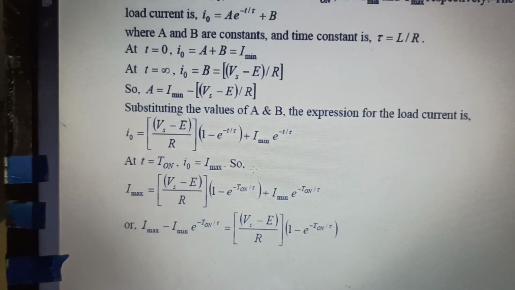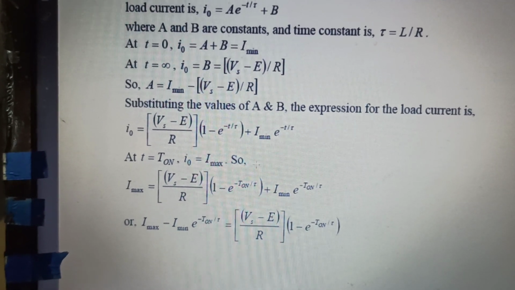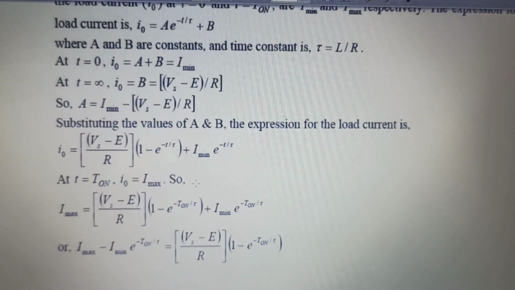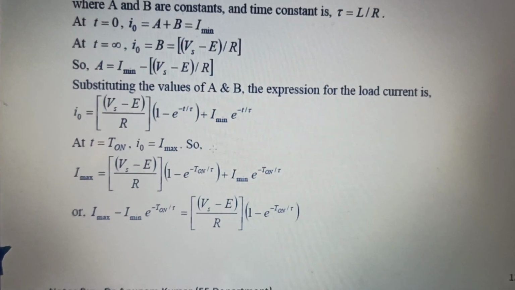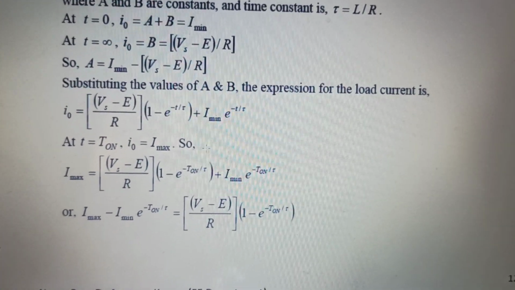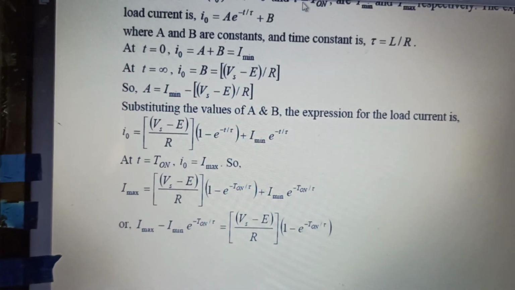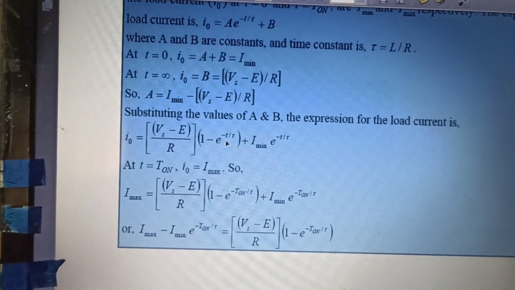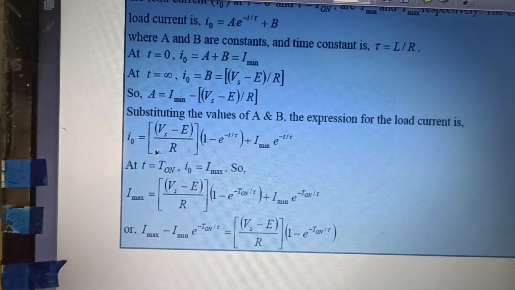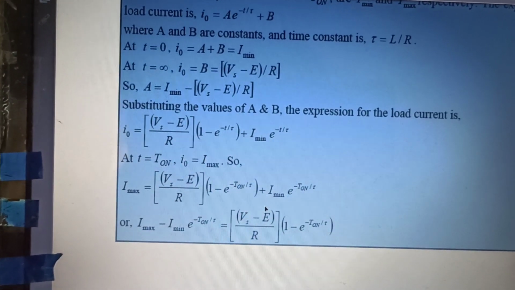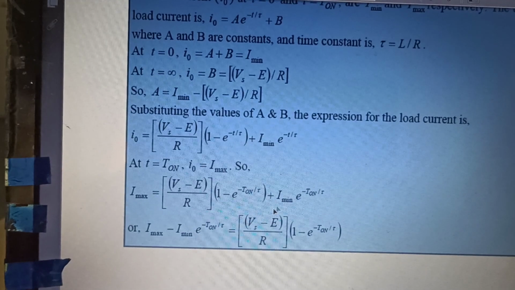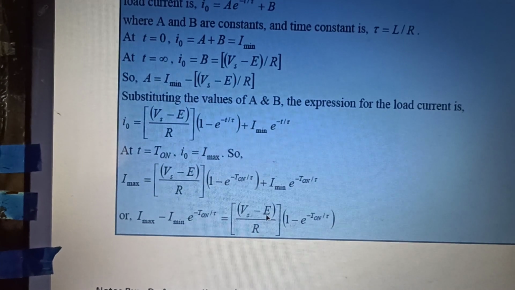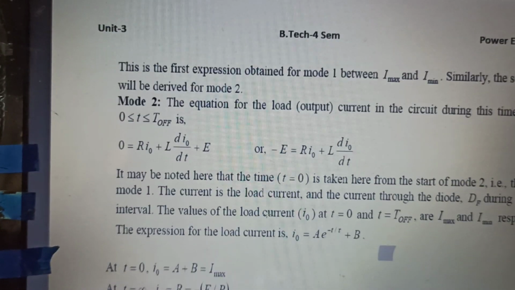Now if we look at this expression at time t equals t on, you can straight away say that i naught is I max. So we can get an expression in terms of I max and I minimum. We will substitute the value of t, which here will be t on, and i naught will be I max, and the expression becomes like this. Upon rearranging terms, we take I minimum e to the power minus t on by tau on this side. It becomes like this.